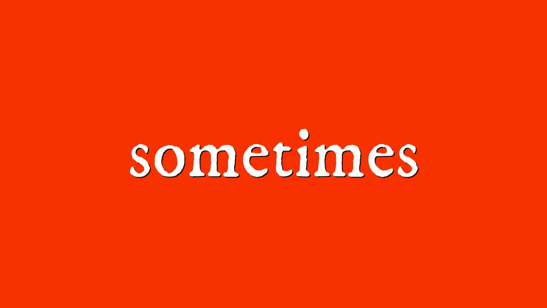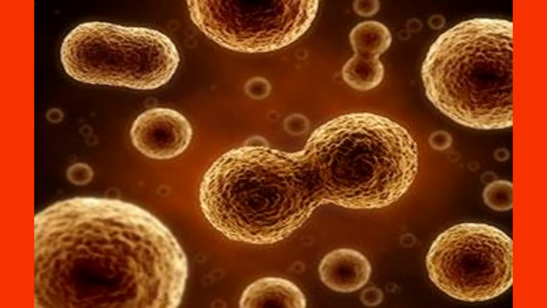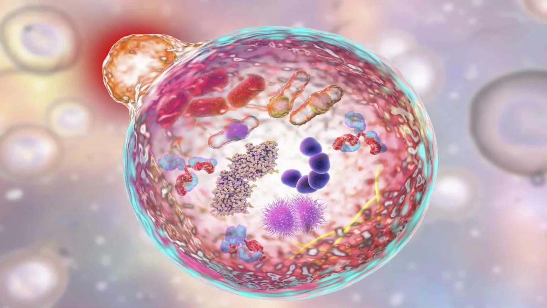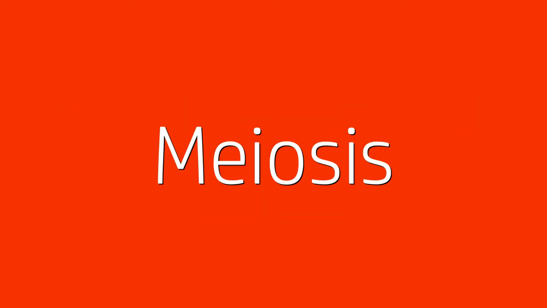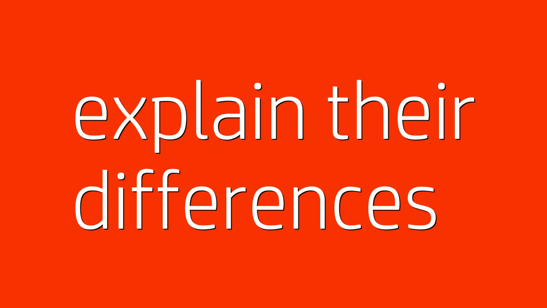Have you ever wondered why sometimes cells reproduce just to replace dead cells, but other times they reproduce to create life? Well, this is because there are two different types of cell reproduction. One is called mitosis, which is responsible for growth and replacing damaged cells, and the other is called meiosis, the one responsible for creating life. These two processes are commonly mistaken, so today I'm going to explain both and then I'll explain their differences.